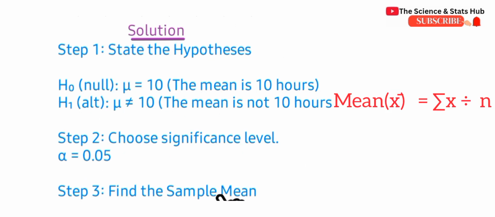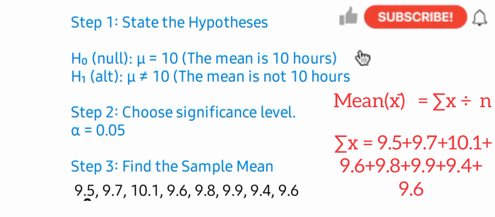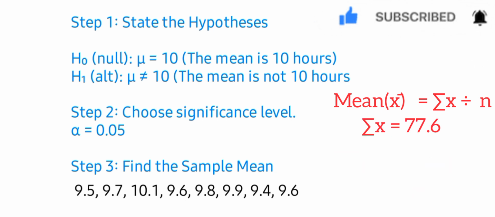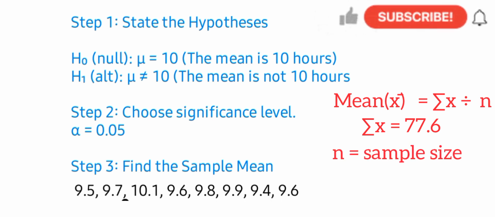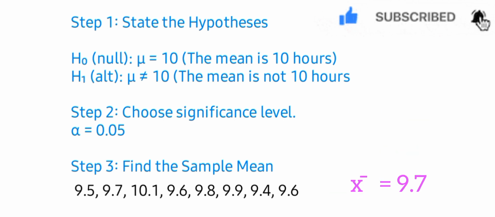Find the sample mean. And we are given this range of values. So the sample mean will be 9.5 plus 9.7 plus the rest of the values, which gives 77.6, divided by n. n means the sample size, which is 1, 2, 3, 4, 5, 6, 7, 8. So 77.6 divided by 8 gives 9.7.